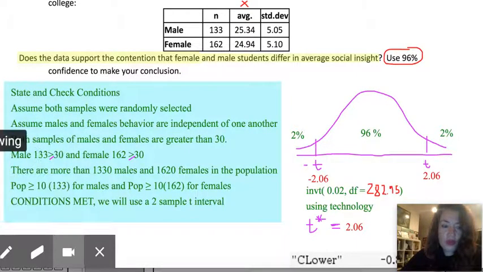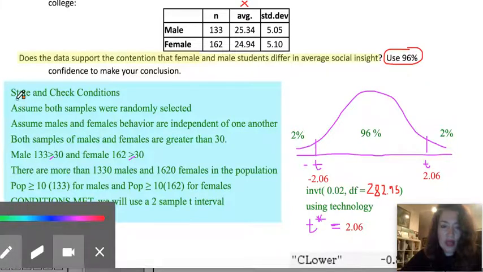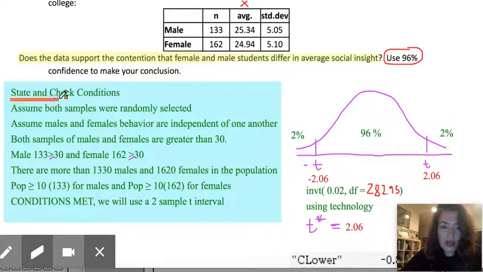So the first one right here, you can see state and check conditions. We're going to assume both samples were randomly selected, because in the paragraph, it doesn't say anywhere that they were randomly selected. So we're going to assume both samples were randomly selected. We're going to assume males' and females' behavior are independent of one another. Both samples of males and females are greater than 30.